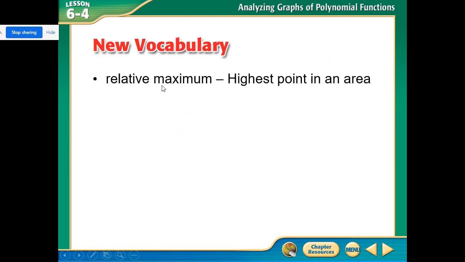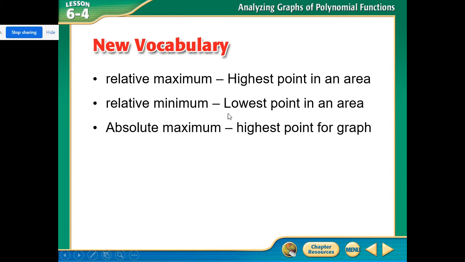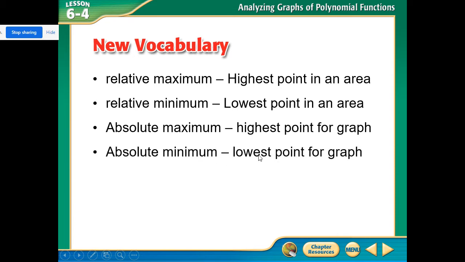So some new vocabulary is relative maximum. It's the highest point in an area. Now, when we did quadratics, they were just a U-shaped graph, so there was only one max or minimum. Now, when we have multiple hills and valleys, we can have relative maximums and minimums. We can have multiple of each. So we can have a relative minimum, that's the lowest point in an area. The absolute max is the highest point for the entire graph, and the absolute minimum is the lowest point for the entire graph. So there should only be one absolute max and only one absolute min, if there is one of those. But there can be multiple relatives.